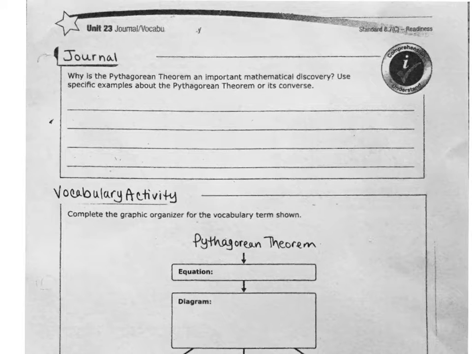If you will, look at your handout for today. And here at the top is a little writing assignment. I would like for you to answer this question in writing. Why is the Pythagorean theorem an important mathematical discovery? Use specific examples about the Pythagorean theorem or its converse.